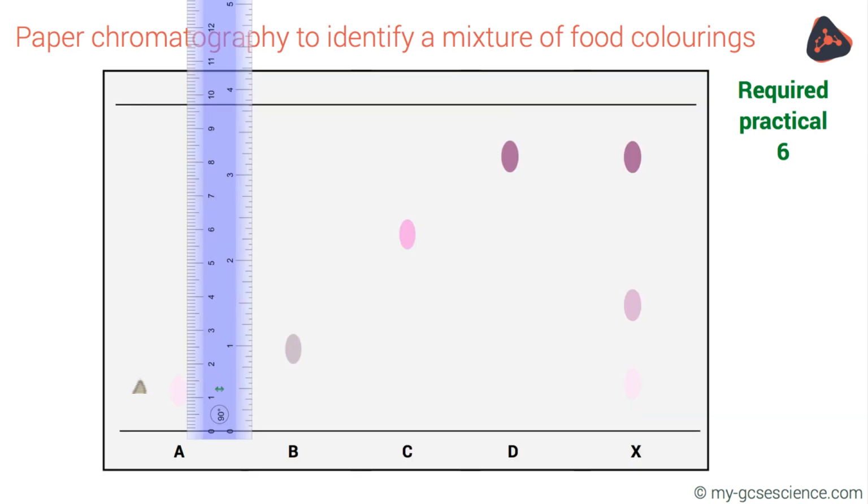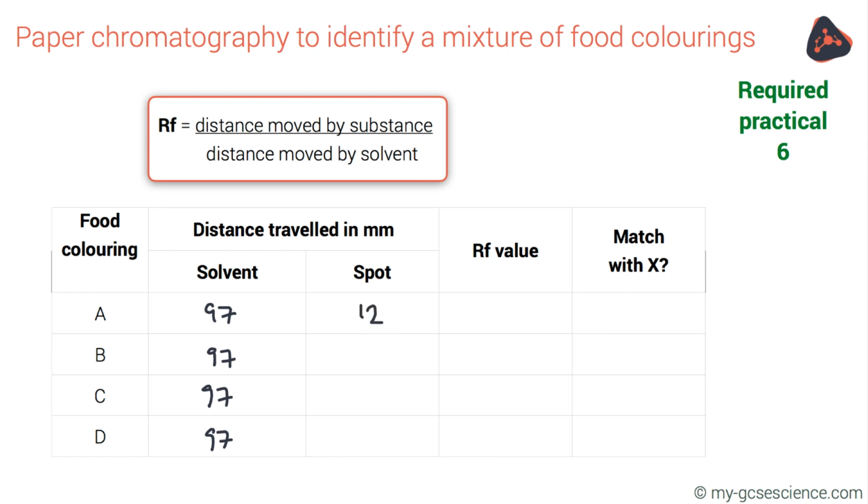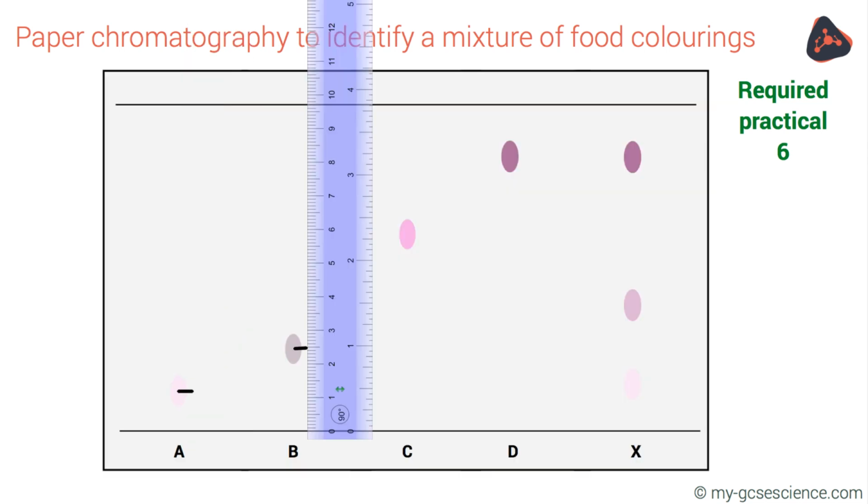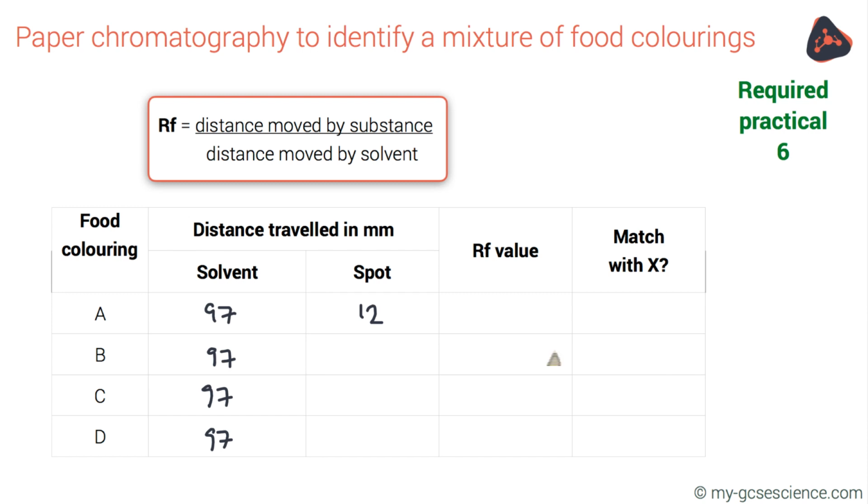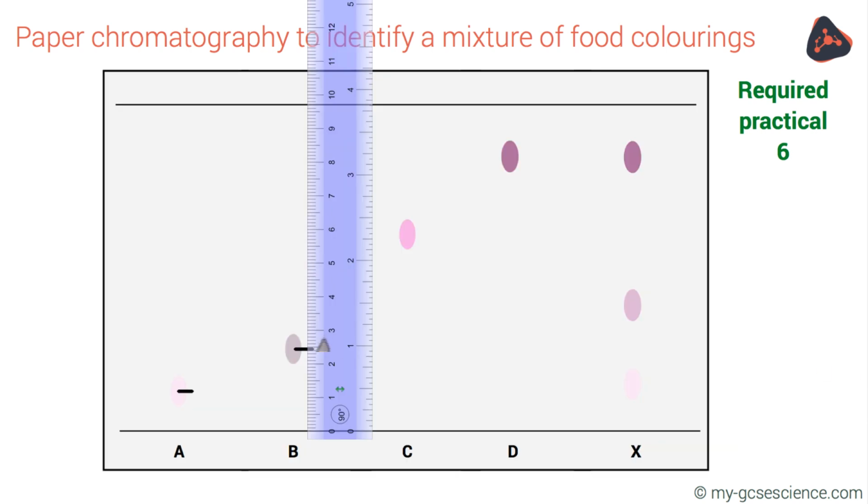Okay, now A has gone the shortest distance, and if we look at the centre of the spot, that goes to, I would say, 1.2, which is 12 millimetres. B has travelled to, I would say, in between 2.4 and 2.5, that's 2.45, which in millimetres would be 24.5 millimetres. You may not be expected to be that accurate, but I think this is quite clearly in between, so I'm going to go for 0.5.